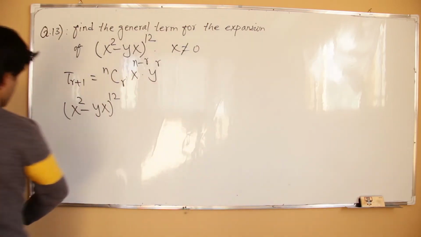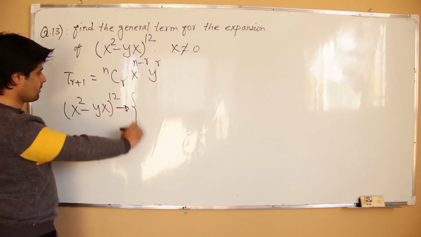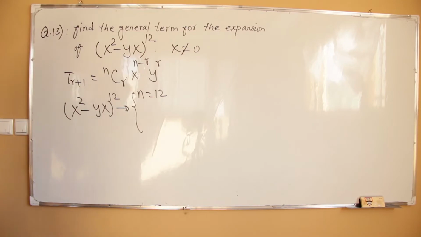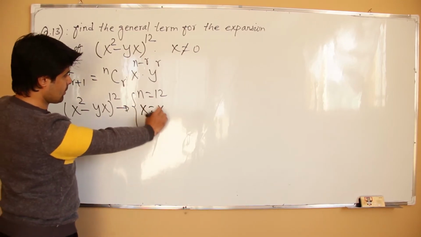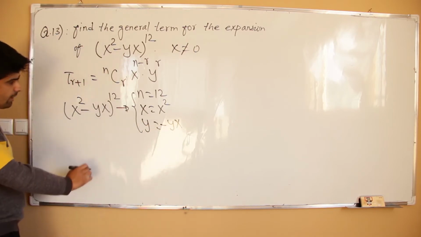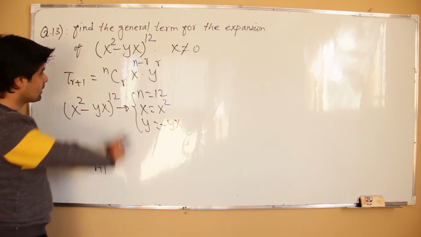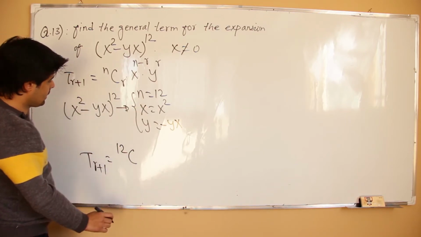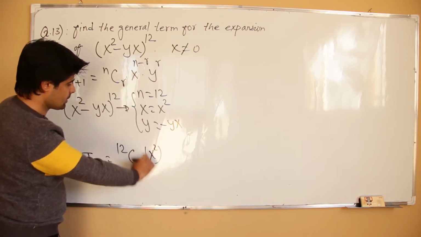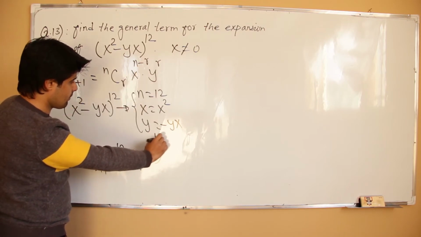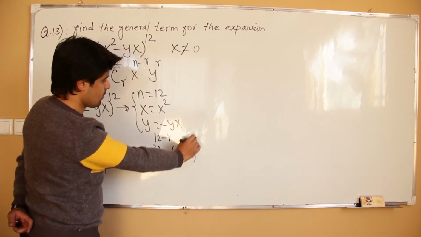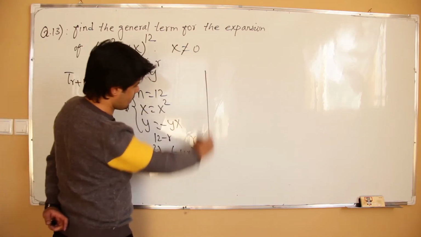Now in here you have what? n is 12, x is x squared, y is minus yx. Now you have T(r+1) is equal to, instead of n, 12, C, instead of r you don't have it, and instead of x, x squared raised to the power n minus r, 12 minus r, times y, minus yx raised to the power r. Now you can simplify this one.